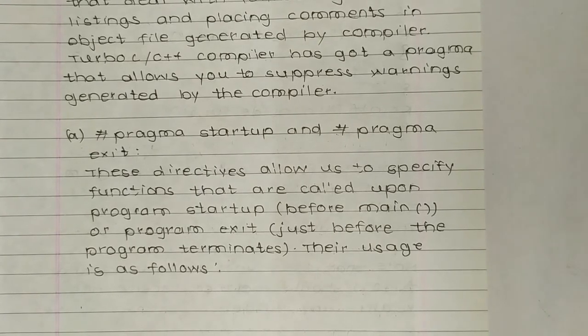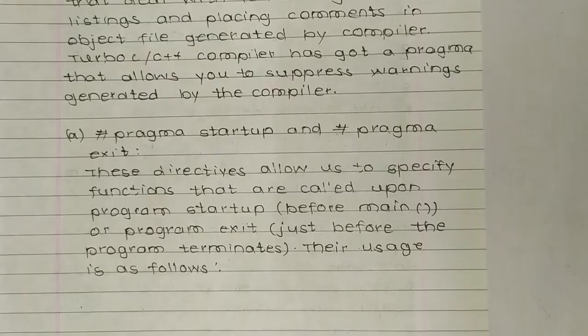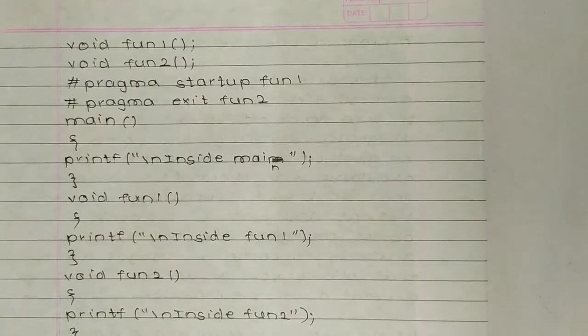These directives allow us to specify functions that are called upon program startup. So on program startup we can use pragma startup, which runs before main, or pragma exit, which runs just before the program terminates. Their usage is as follows: void fun1, void fun2, pragma startup fun1, pragma exit fun2, main, printf \n inside main, void fun1, printf \n inside fun1, void fun2, printf \n inside fun2.